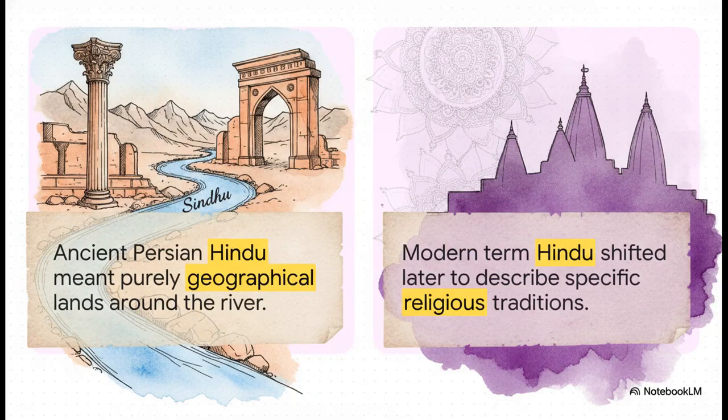Now, I really need to clarify an absolutely crucial historical distinction here. When the ancient Persians created the word Hindu to describe the lands they encountered, it was purely 100% a geographical term. It simply meant the land around and beyond the Sindhu River. At that specific time in ancient history, the Persian word Hindu carried absolutely zero religious context. The shift of that word to describe a specific set of religious traditions is a much, much later historical development. Originally, it was all about the geography of the river.